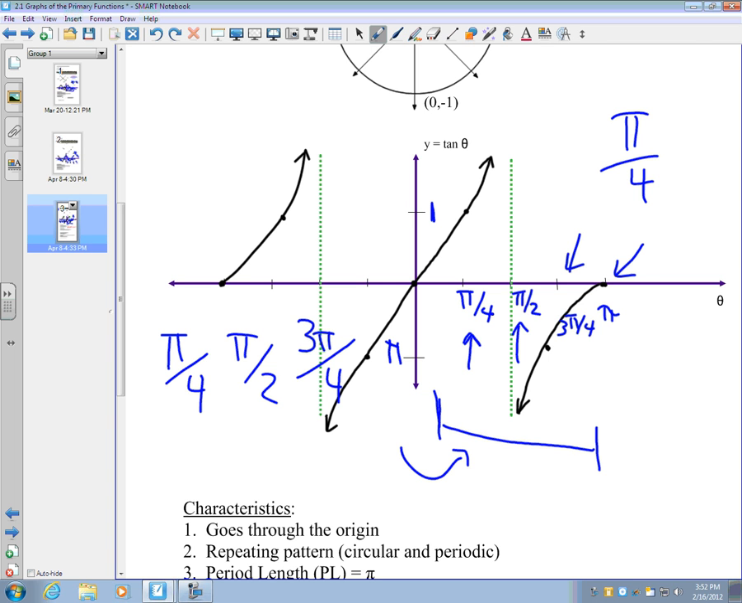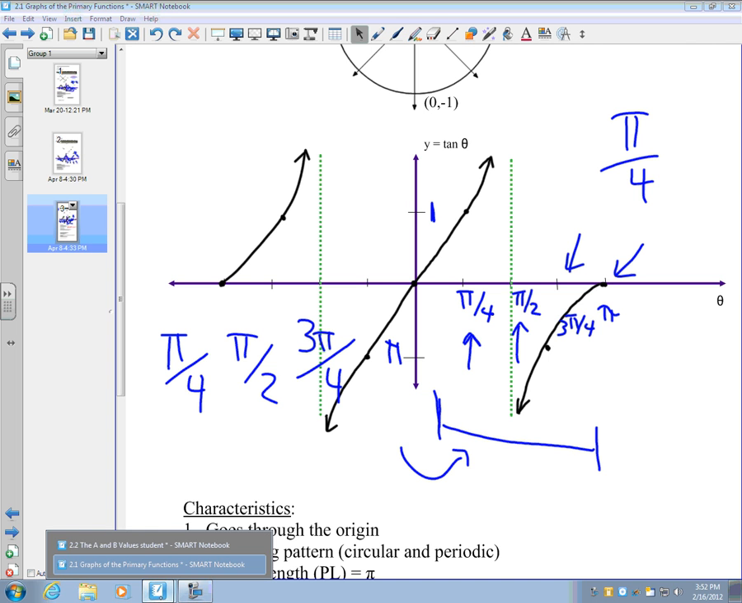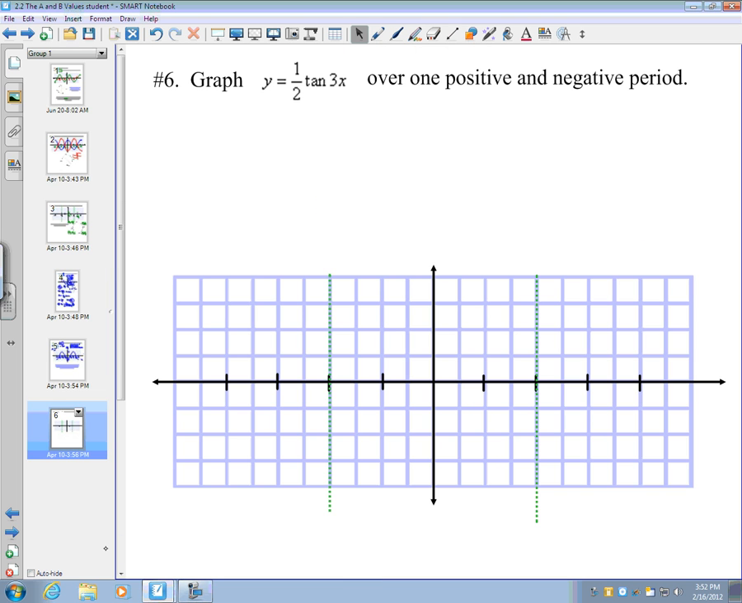So let's see what we've changed in this one. We're graphing y equals 1/2 tan of 3x. Now amplitude isn't really defined, but at a certain point it is going to go to about 1/2. So amplitude, I'm going to put a question mark, is about 1/2. Okay, and then our b value is equal to 3. So that affects our period length.